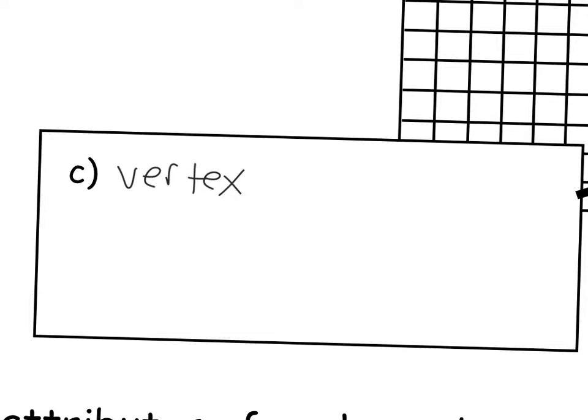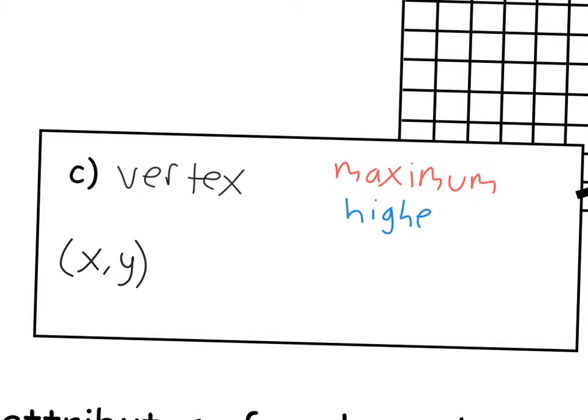All right, the vertex. How you're going to find this is you're going to label it as x comma y. And also what you're going to label is the maximum or minimum, okay? What the maximum means is the graph's highest point. So it should go hand in hand. Max means as high as you can go, right? Minimum means as low as you can go.